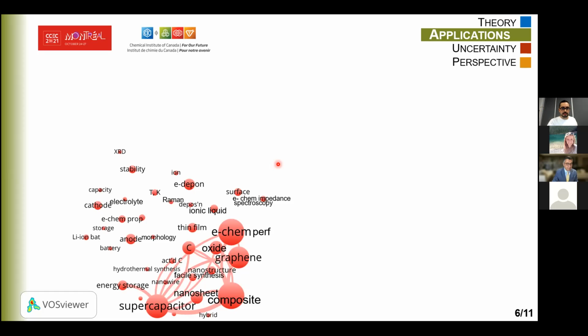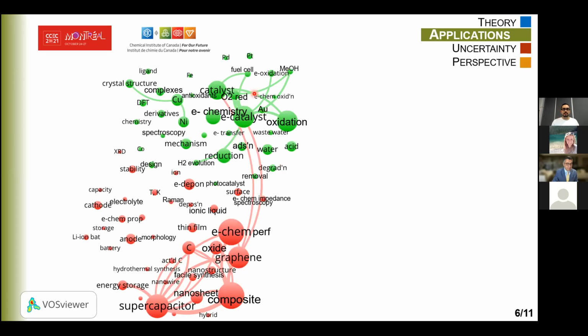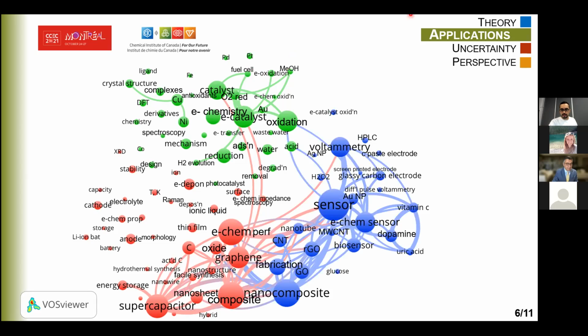The second point is catalysis. This is the number 2 keyword cluster found, where cyclic voltammetry is used to detect the oxidation state of the catalyst or the different states of the catalyst, and they're highly popular for water splitting and CO2 electroreduction processes and other various chemicals that you want to oxidize or reduce. And then we have the third application, which is sensors. Again, cyclic voltammetry could be used in sensors.